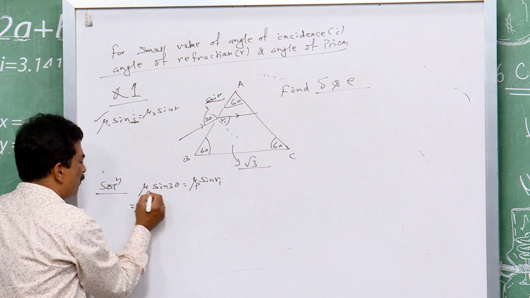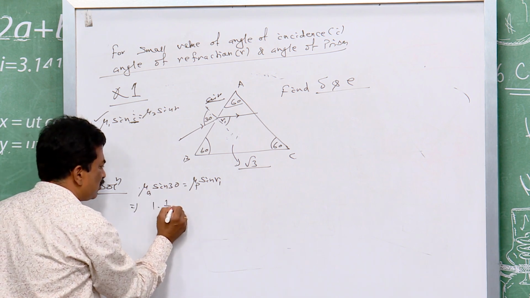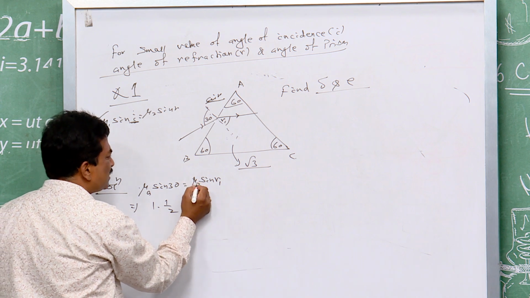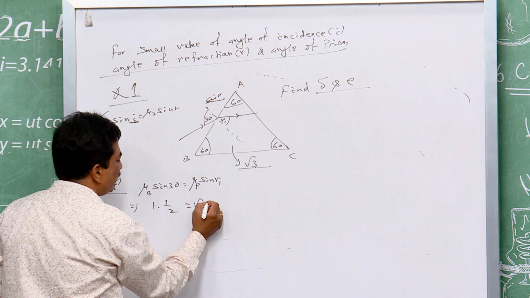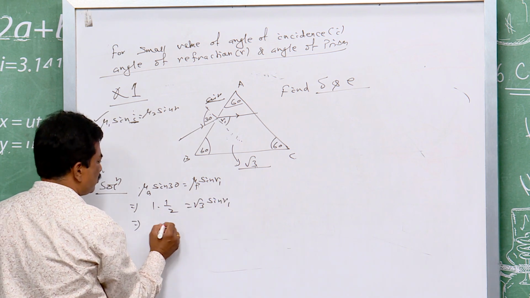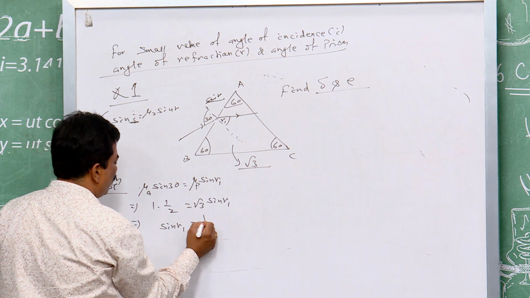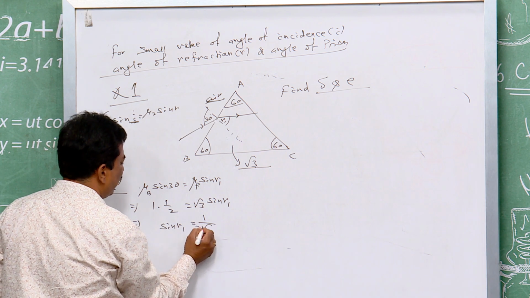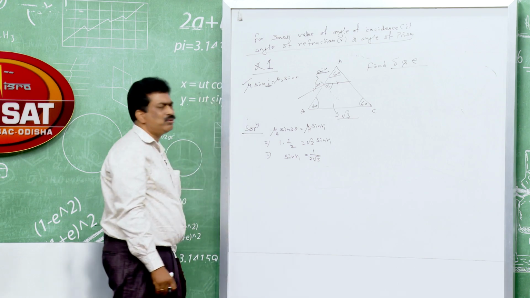So this μ for air is equal to 1, and sin 30 is equal to 1 by 2. μ of the prism, the refractive index of the material, is given as √3, and this equals sin R1. So sin R1 is equal to 1 by 2√3.